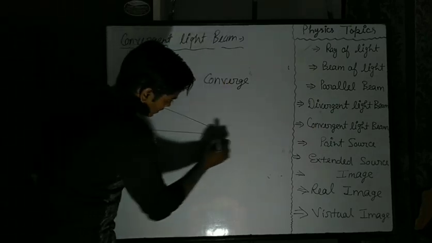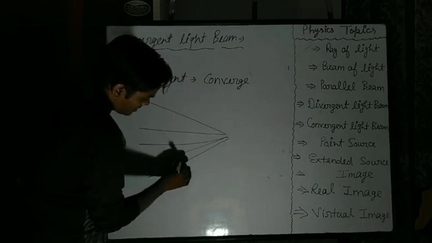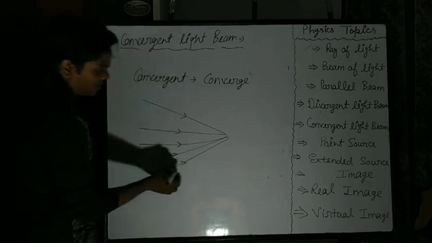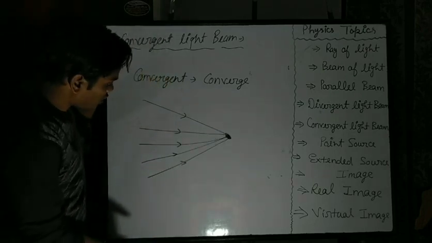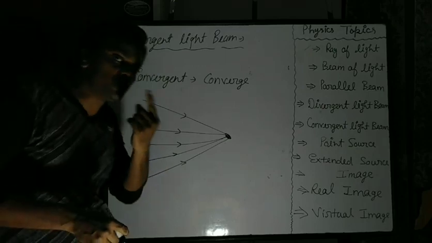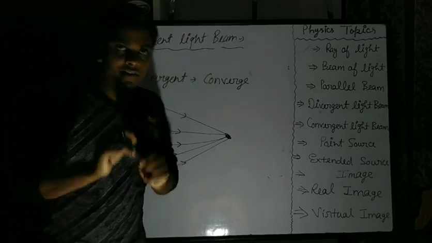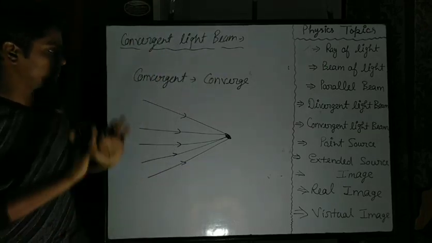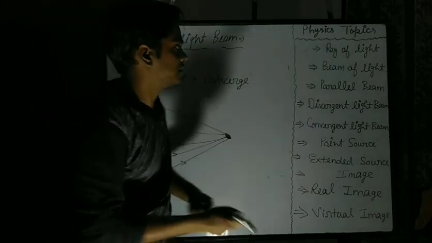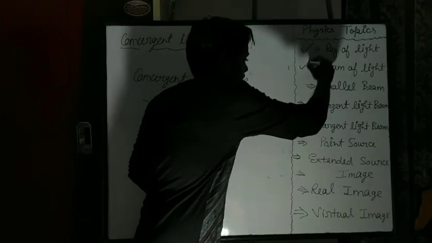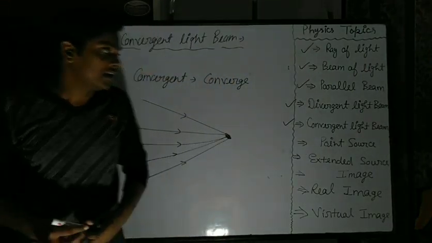You can better understand from this figure. You can say it has the opposite nature of divergent rays. See, this is an intersection point of all the rays coming to the one single point. That is known as convergent light beam. Okay, these are the three types of beam of light. So we have covered ray of light, we have covered beam of light, we have covered parallel, divergent, and convergent light beam.